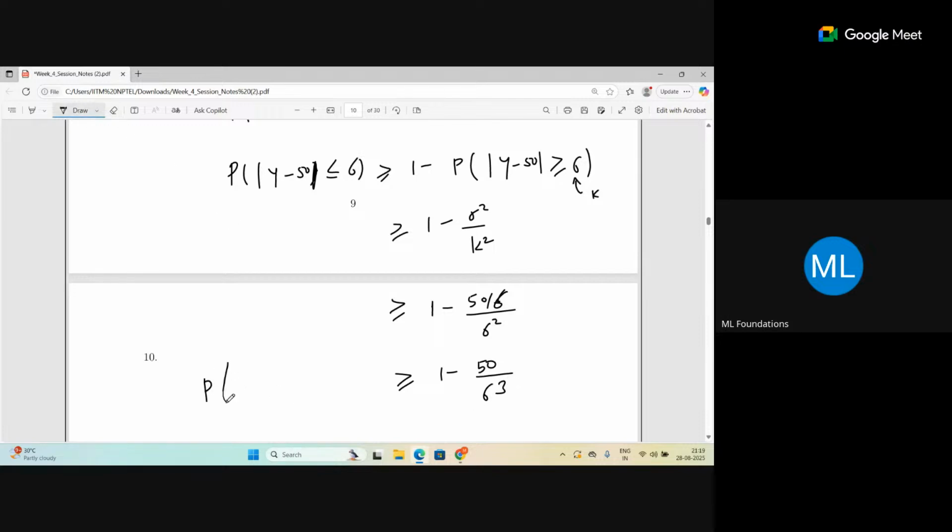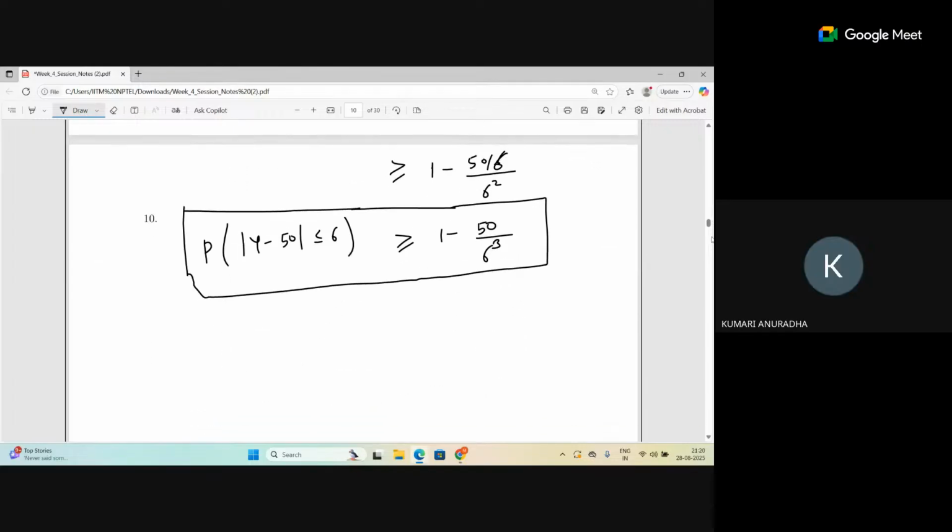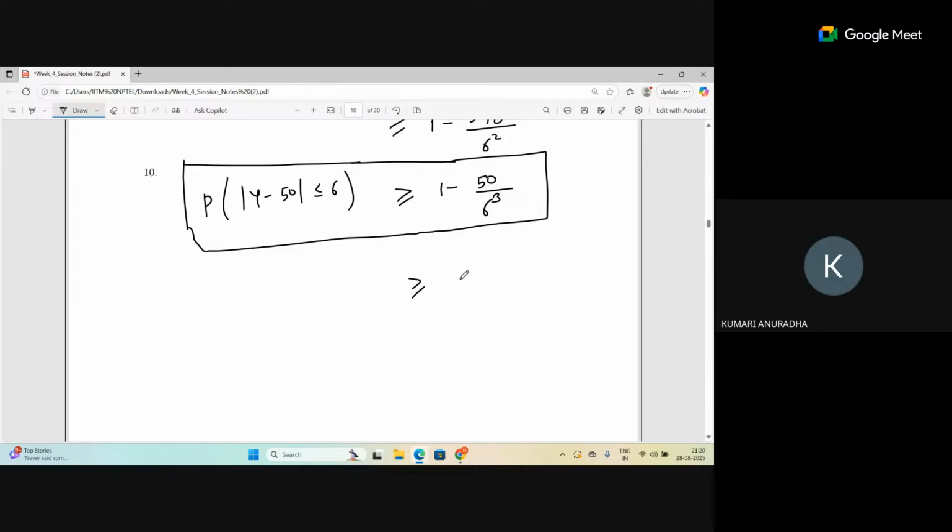So it is the probability that y minus 50 less than or equal to 6. This is what gives me the lower bound on the probability. I think 6 cube is 216. So that will be 1 minus 50 by 216. If I just calculate it, 216 minus 50 is around 164, right?